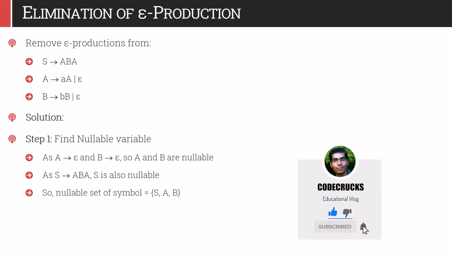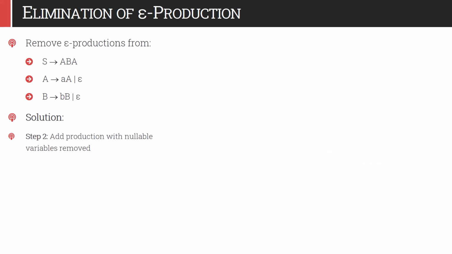Now in the second step, we have to replace all these nullable symbols by appropriate productions. So we have to add productions with nullable variables removed. One by one we will be removing the nullable variables and we will see how many new productions we can find. The first production we write down as it is, S gives ABA. Now by removing the nullable variables, we can find different combinations. If we do not replace any symbol, then S gives ABA as it is. We can set the last symbol as null, so we will have S gives AB.